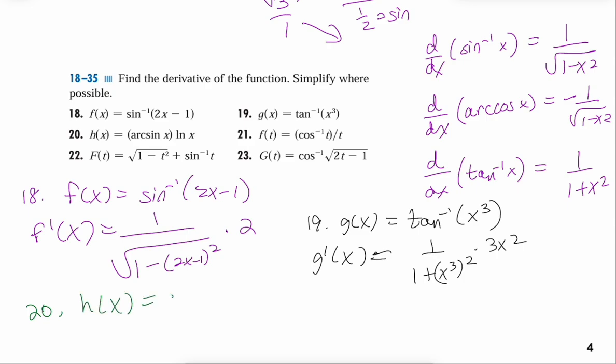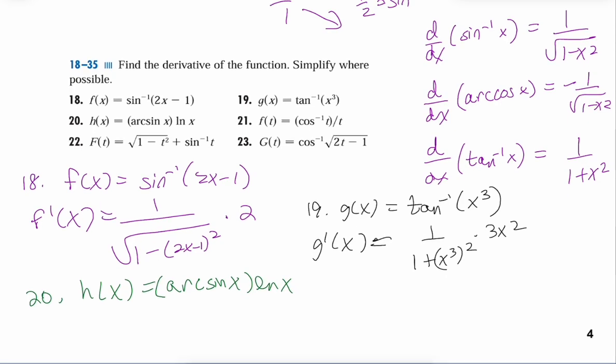Okay, now I want to do 20 as the last one for this type. So it's the arc sine of x times the natural log of x. Now, put a dot between them. That is a product rule. So the derivative of that, the product rule: first, leave it alone, times the derivative of the natural log.